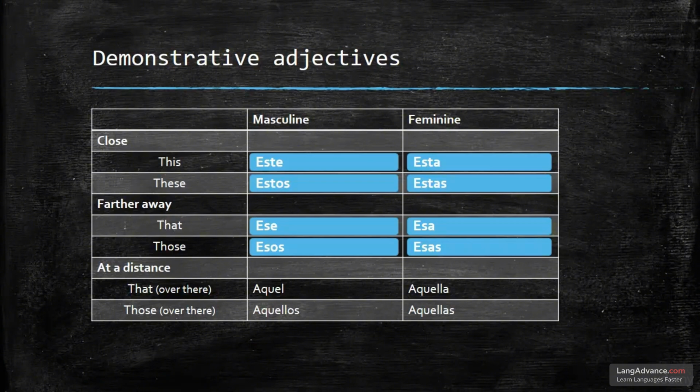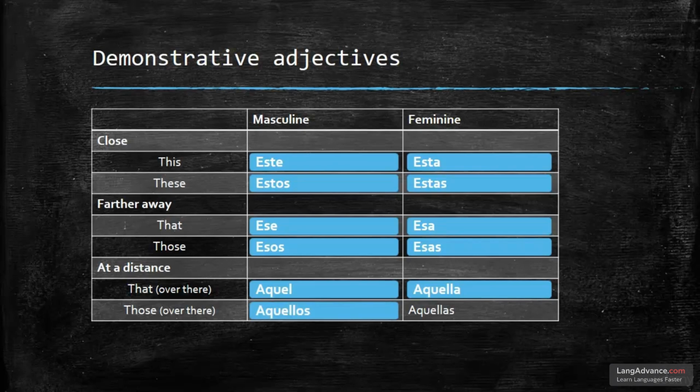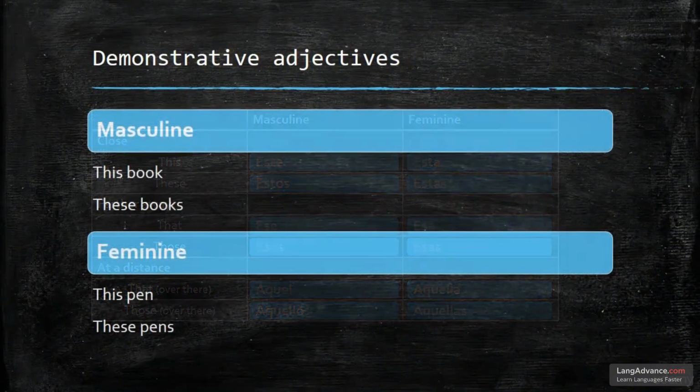The last set of demonstrative adjectives describe nouns at a distance. That, over there, will be aquel for masculine nouns and aquella for feminine nouns. Those, over there, will be aquellos with masculine and aquellas with feminine nouns.